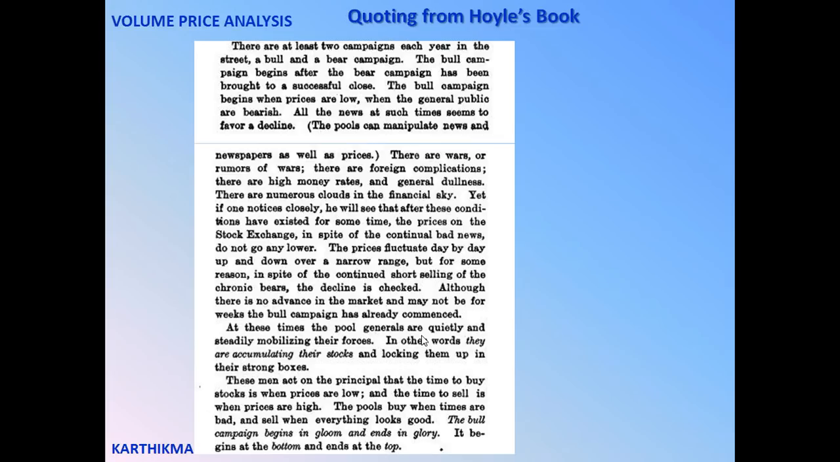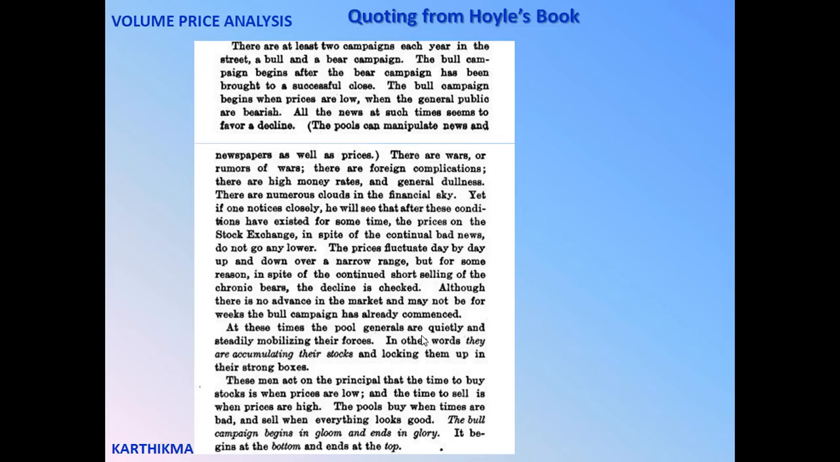These men act on the principle that the time to buy stock is when the prices are low and the time to sell is when the prices are high. The pools buy when the times are bad and sell when everything looks good. The bull campaign begins in gloom and ends in glory. It begins at the bottom and ends at the top. When the period of low prices that we have mentioned has lasted for 2 to 3 months, the pools have secured their stocks. The word is given out to commence the advance.